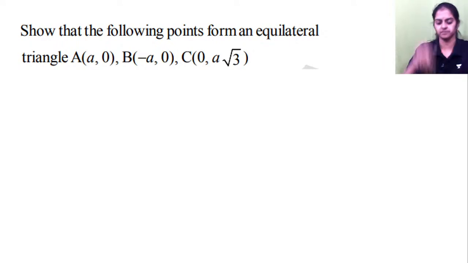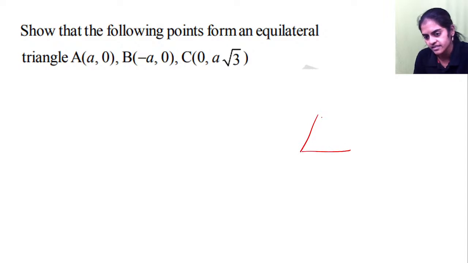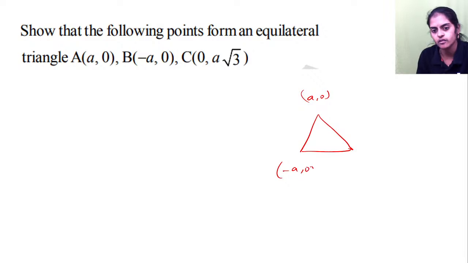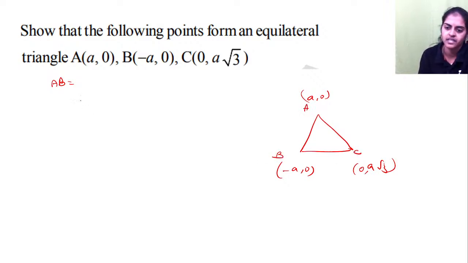They are equilateral. So how did you find it? Suppose this is a triangle with points (a, 0), (minus a, 0), (0, a root 3). To show an equilateral triangle, I know all sides should be equal. So let me find AB first. This is A, B, C. If I'm finding AB, that is root over (a plus a) whole square, so 4a square plus 0, so the root is 2a.